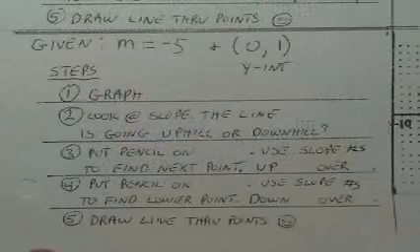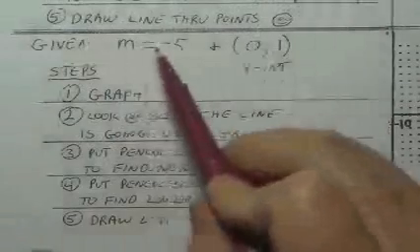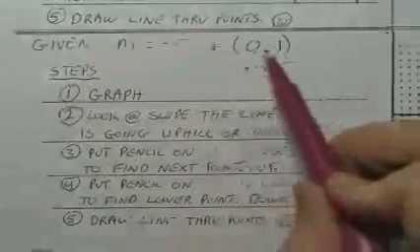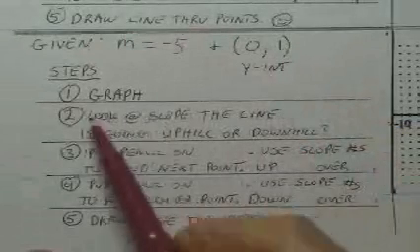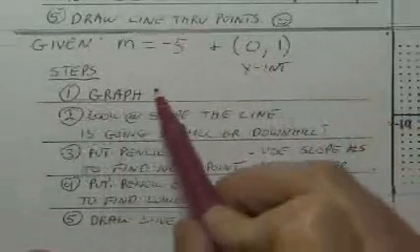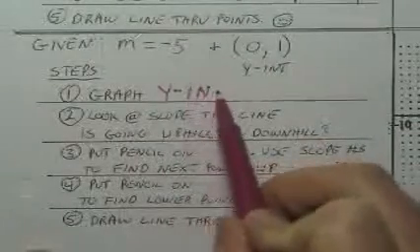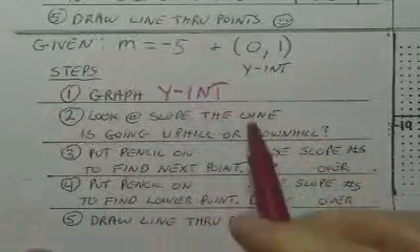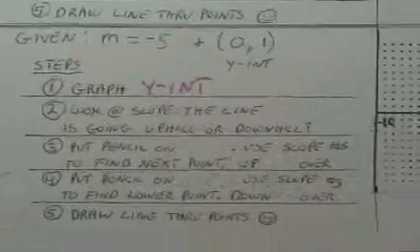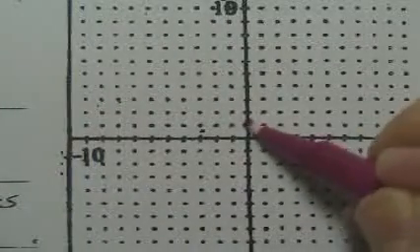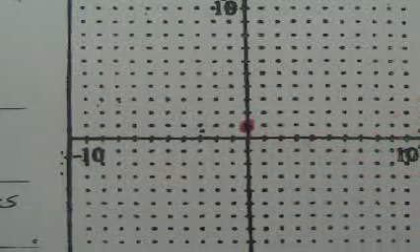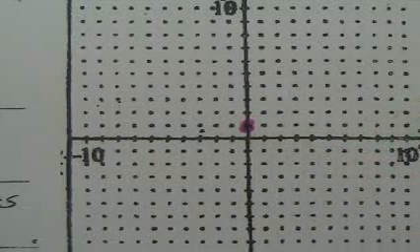Okay, here's our last one. Our slope is -5, and our y-intercept is 0, 1. So our first step is to graph the y-intercept. So let's graph that right now. 0, 1. That's just from the origin go up 1. There's the y-intercept. The line is going to go through that.